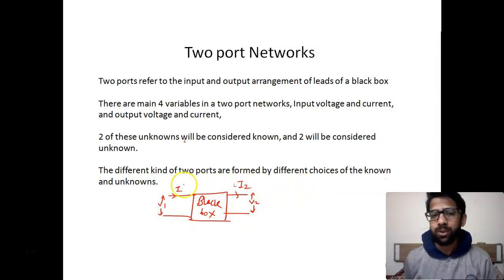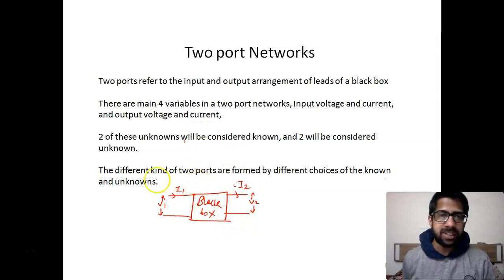So there are these four most commonly used variables, which are V1, I1, V2, and I2. Now, with a combination of these four variables, we can form different equations by assuming two of them to be dependent and two of them to be independent. For instance, in this particular presentation, we are going to see what impedance parameters are. So we will see what exactly the choice of dependent and independent variables is.